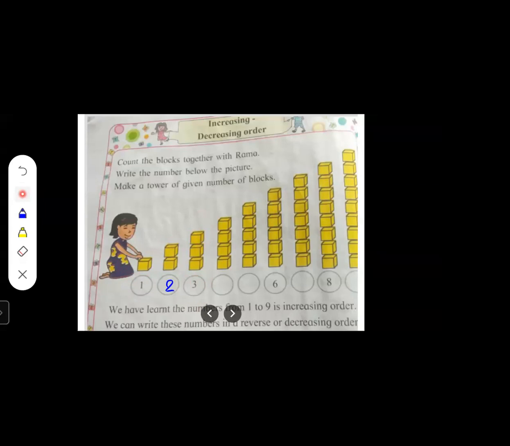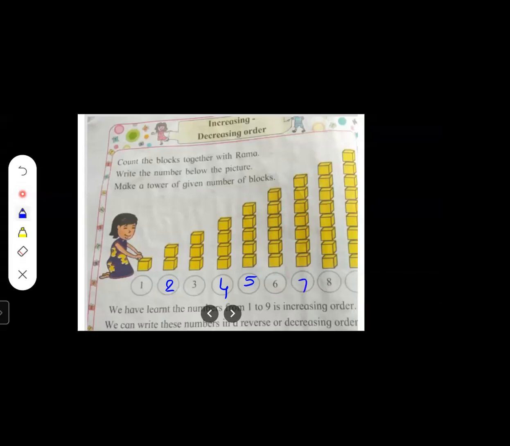Next, 1, 2, 3, 4. How many is it? 4. So we are going to write 4 over here. Next one, 1, 2, 3, 4, 5. Over here, 5 blocks are there, so we are going to write 5. Next, 6 is already written here. There are 6 blocks. 1, 2, 3, 4, 5, 6. Next one is 1, 2, 3, 4, 5, 6, 7. So here we are going to write 7.